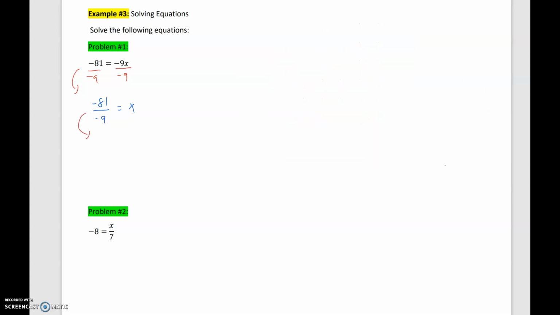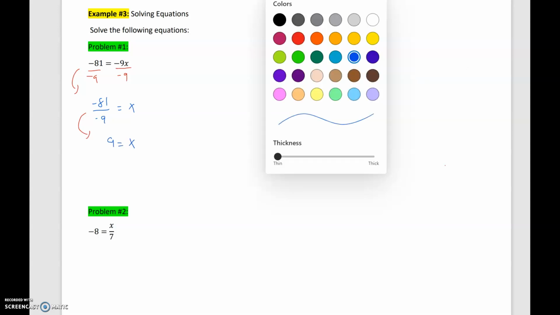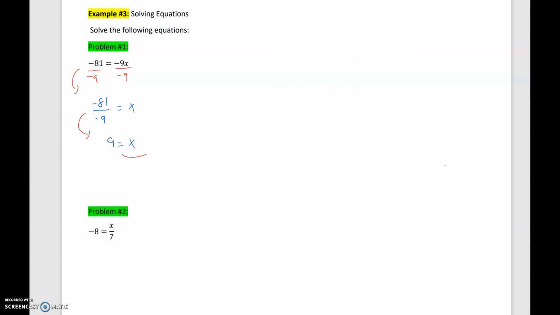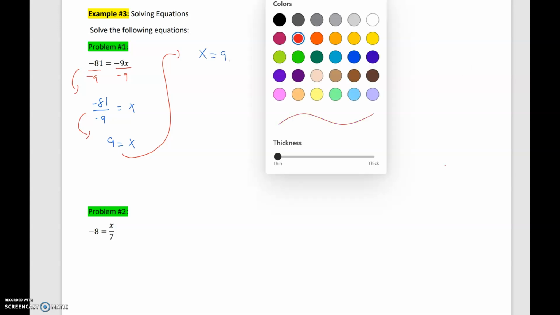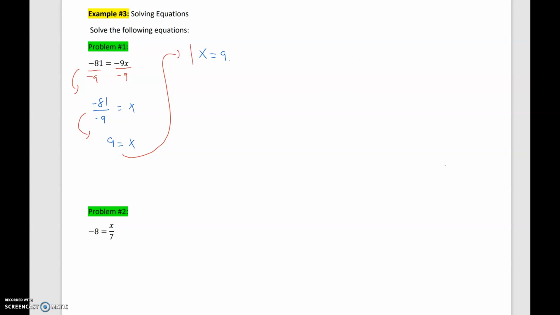The division of those two is going to be 9. So 9 is equal to x. Let me rewrite it up here and express it in what we consider standard form. In this case, x is equal to 9. That would be our main solution. That's actually it for problem 1.